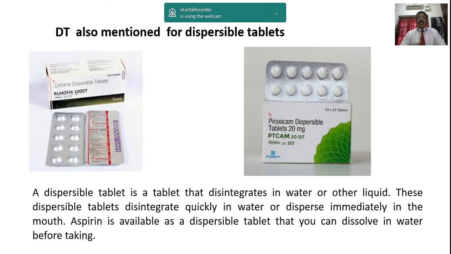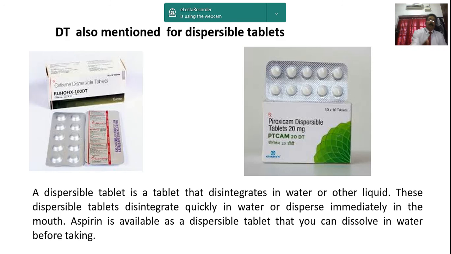And DT tablets, which I told you, are also called dispensing tablets or disposable tablets. So that is why I took some marketed examples. For example, cephalexin is also available as a DT tablet. It is an antibiotic, a fourth generation cephalosporin derivative, which is also available as DT tablets. And piroxicam, an analgesic tablet, is also available in DT form.